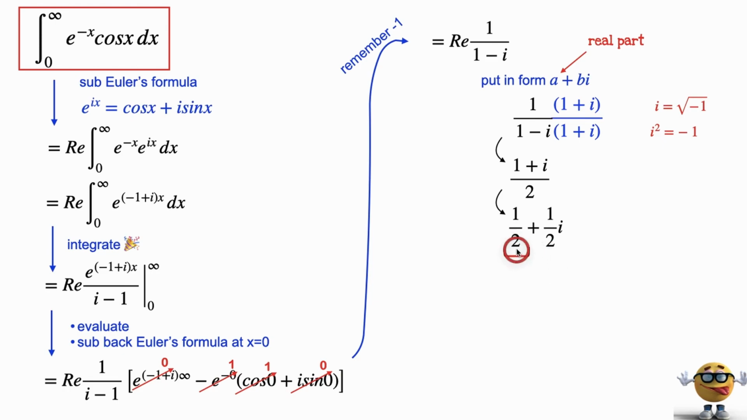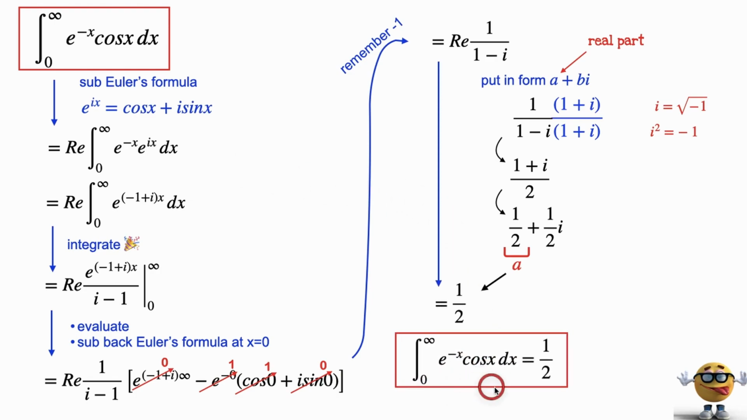And this, my friends, right here, this is our real part, which is the answer to our integral right there in all its glory. So the integral of e to the negative x cos x from 0 to infinity is 1/2, which is pretty awesome. What's even more awesome is that this imaginary part, this is the answer to the integral with sine of x instead of cos of x.